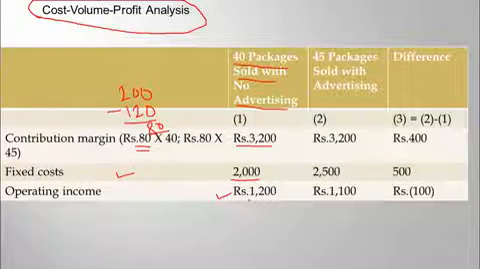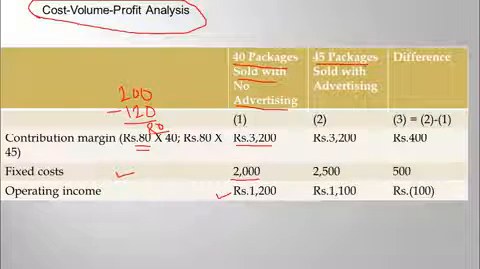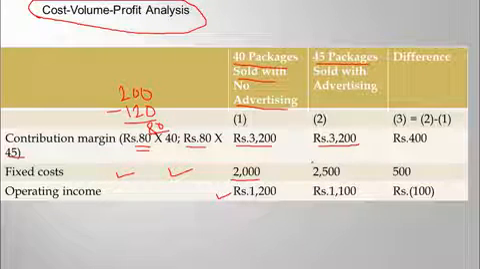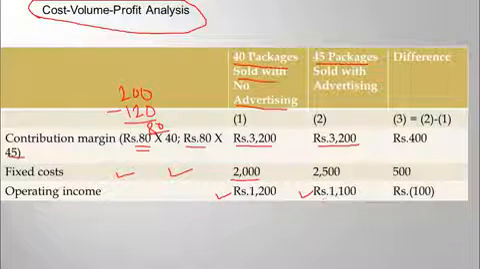But if the company makes an advertisement, in that case their sales will be 45 software packages, because if they do the advertisement they are anticipating 5 more extra sales. So in that case 80 multiplied by 45, so they will get 3200 as sales. From this, the fixed cost will increase from 2000 to 2500, because 500 rupees has been added for the advertisement, and if the 2500 rupees is subtracted from the sales, we will get a revenue of rupees 1100.